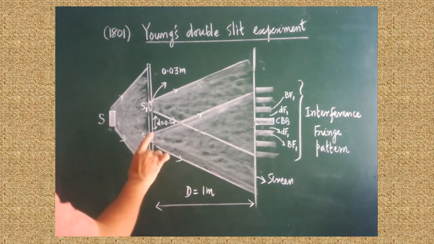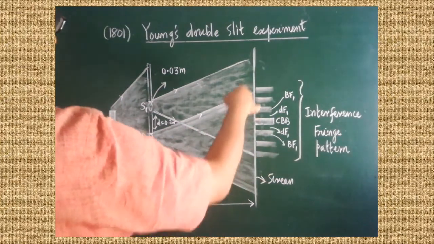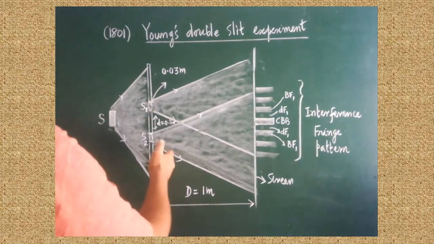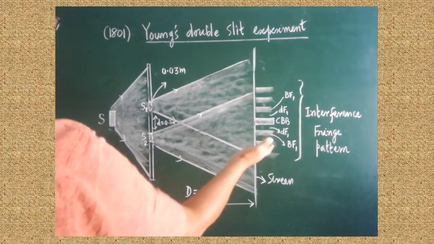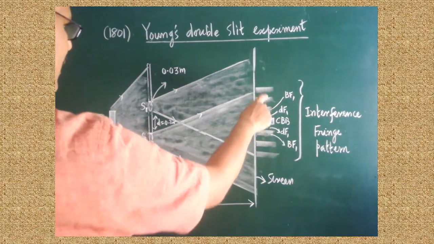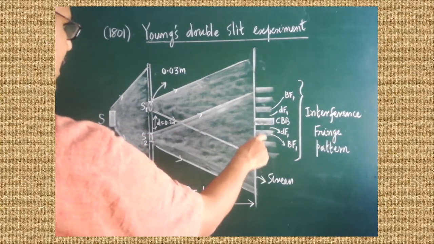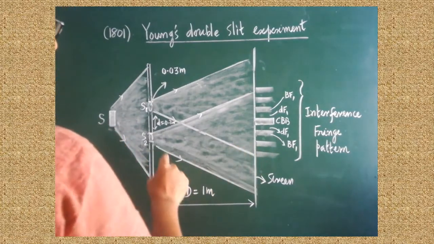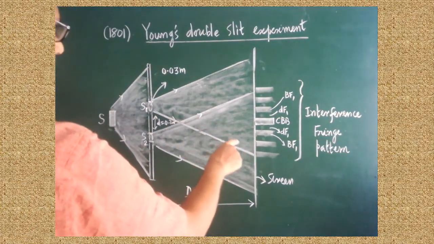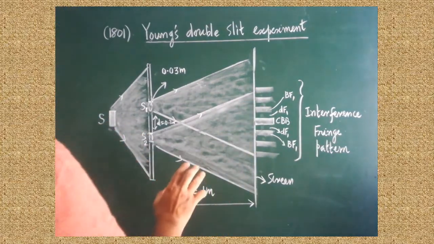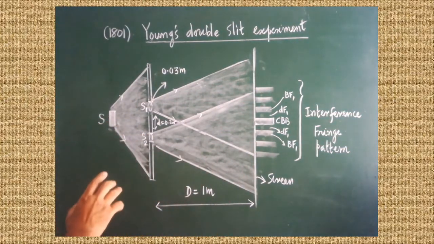You have to understand that these fringes are created only because of the constructive interference or destructive interference of the two light waves. Wherever the bright fringes are created, constructive interference is taking place. Wherever the dark fringes are created, these two waves are interfering destructively. Due to destructive interference, these dark regions are created. Understand?